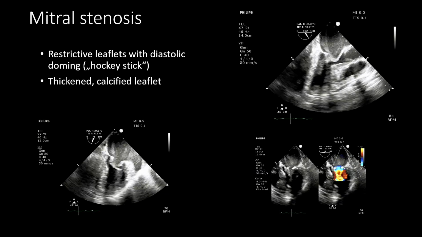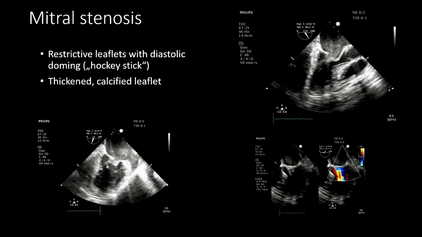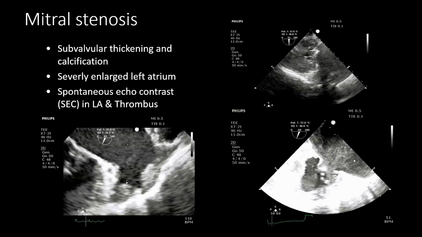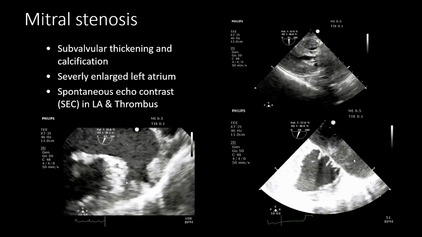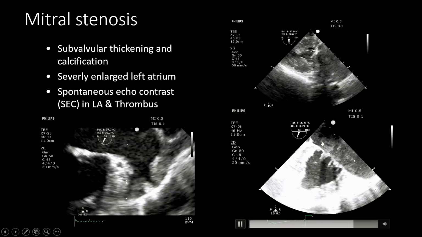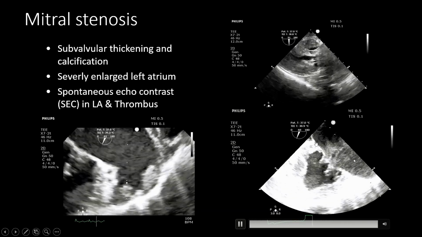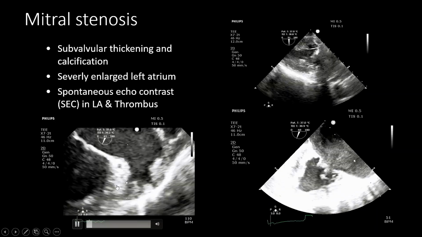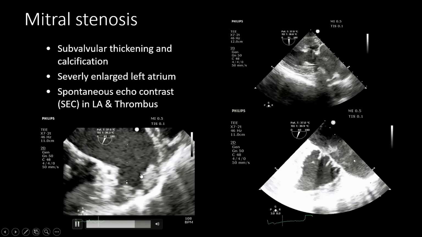You can see thickened calcified leaflets. You will see subvalvular thickening and calcification, and a severely enlarged LA. You can see how big this LA is. You will see spontaneous echo contrast in the LA, and slowly there will be clot formation in the left atrial appendage.